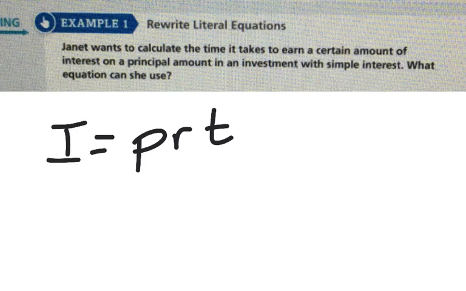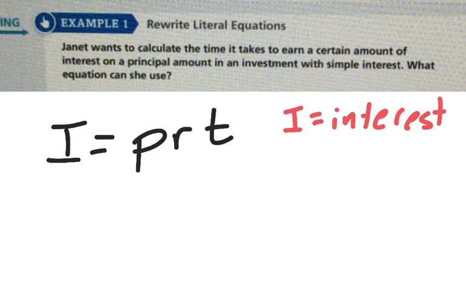What good eyesight I've got. I don't know how in the world I can tell. All right. So I've got I equals P times R times T. And this is what that stands for. The I is the interest. So does everybody know what interest is? Like when you're dealing with a bank and you get interest.